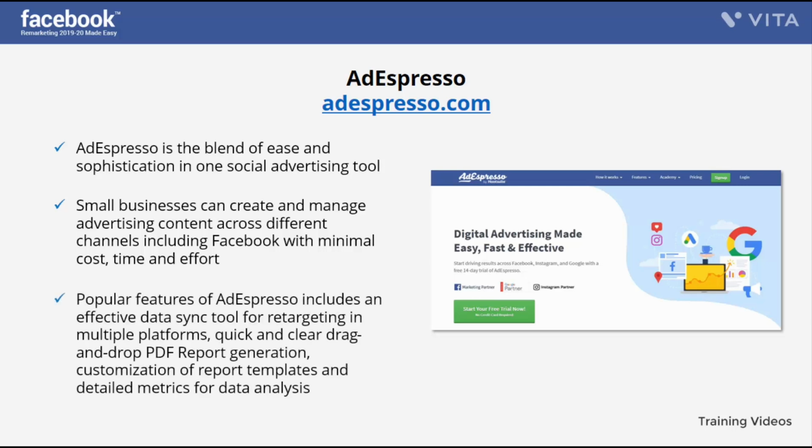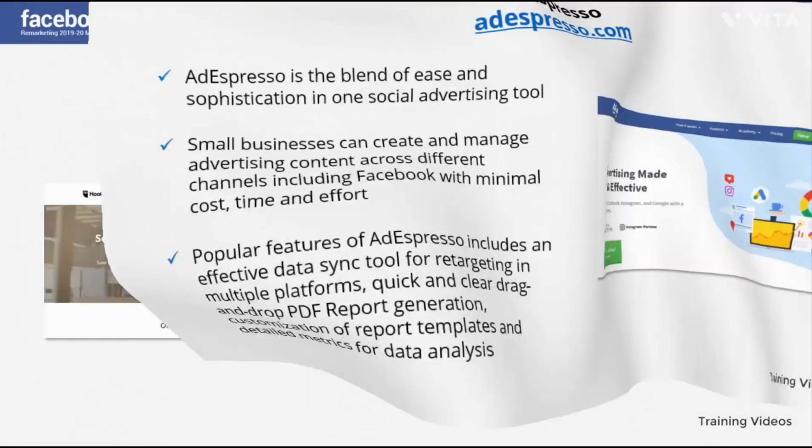Popular features of Ad Espresso include an effective data sync tool for retargeting in multiple platforms, quick and clear drag-and-drop PDF report generation, customization of report templates, and detailed metrics for data analysis. It is also more affordable for small businesses compared to Quaya, as the subscription fee starts from $69 per month.